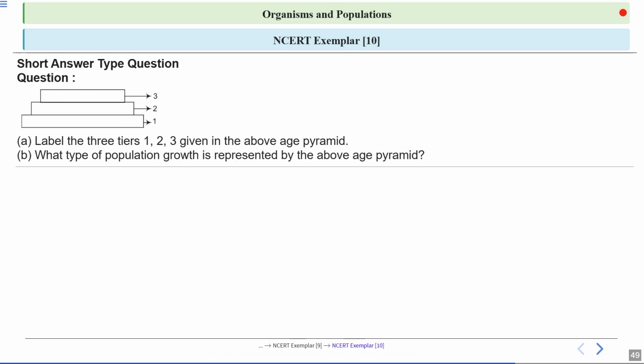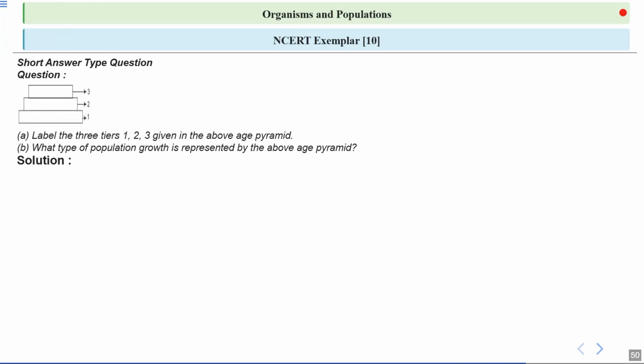Next question is the figure-based question. Okay, a figure is given to you and you have to label the 3 tiers 1, 2, 3 given in the above age pyramid, and next one is what type of population growth is represented by the above age pyramid. So let's have a look at the answer. Okay, now the 3 tiers are to be labeled as.